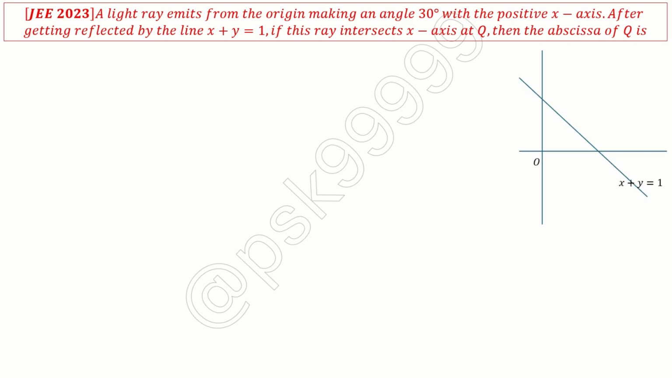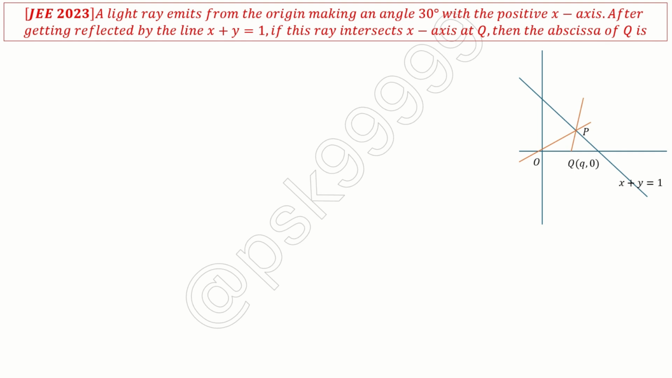So you have a line x plus y equal to 1. We know how it will look. It will intersect the x-axis and y-axis at 1 and 1. Now there is a ray starting from the origin. It goes and hits x plus y equal to 1 and reflects back onto the x-axis. So from O a ray started. It hit x plus y equal to 1 at P and reflected onto the x-axis at Q, which is (q, 0).